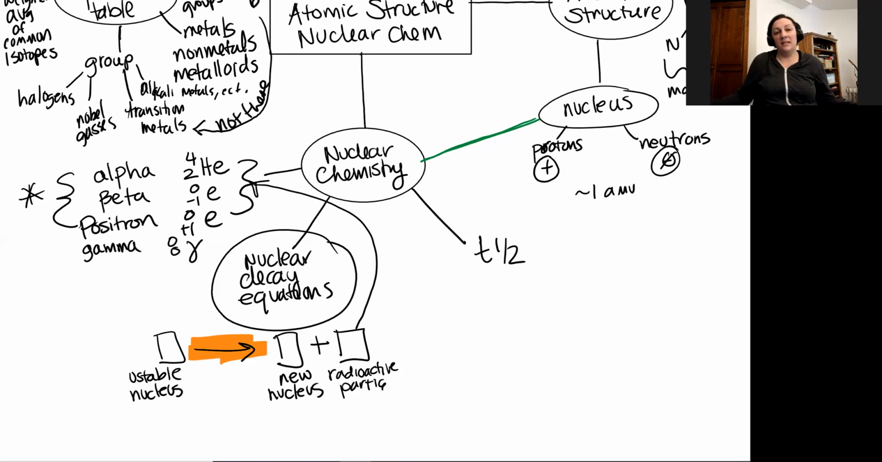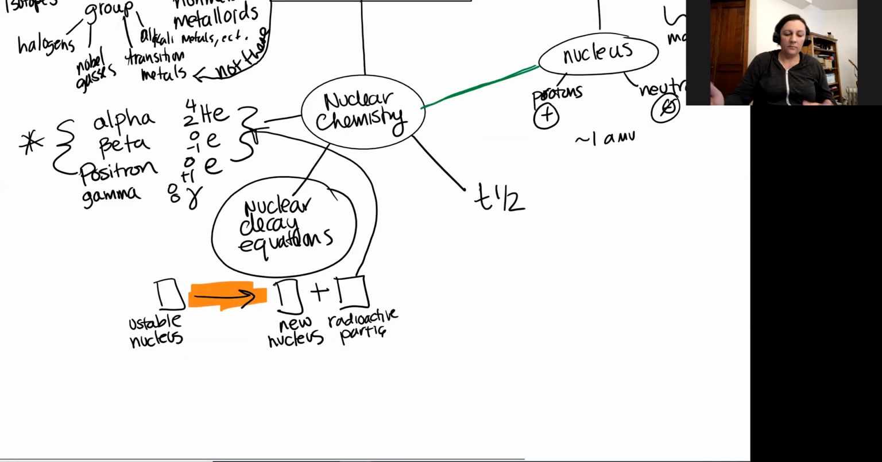And so the element itself might change, or the isotope of an element. So an example of this would be, I'm making this one up, so I don't actually know if this is how this decays. Let's do carbon-14, and I can't actually remember if it's beta or positron decay. Let's say it decays by, let's just do alpha decay.